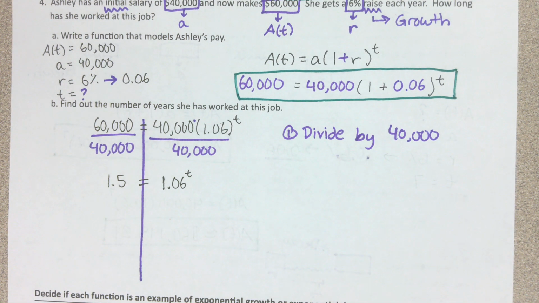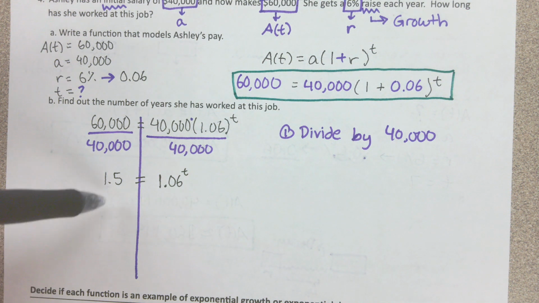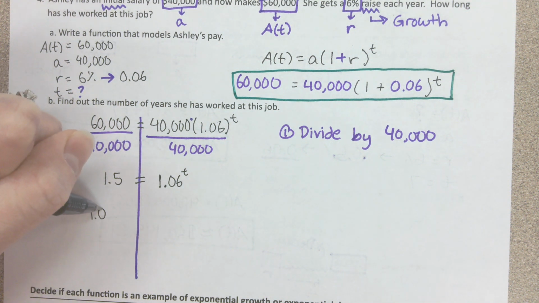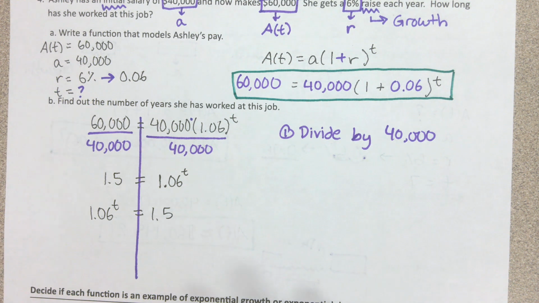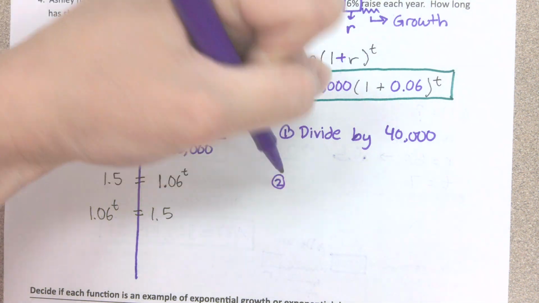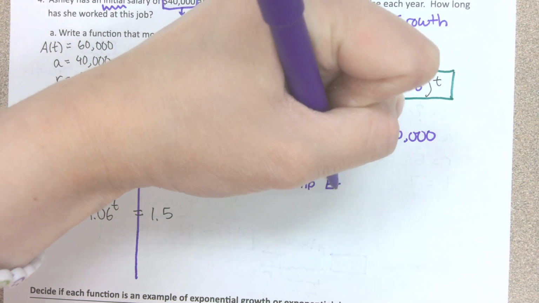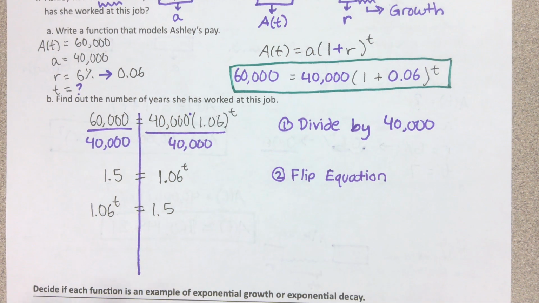This next step is optional, but I'm sure most of you would find benefit from it. This is backwards from what we're used to looking at, so I am going to flip the sides of the equation. So I'm going to put the left side on the right side and the right side on the left side. 1.06 to the t equals 1.5. So step 2, flip equation, which in this unit is a very helpful strategy.